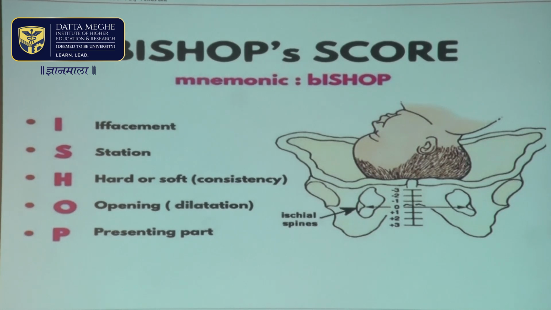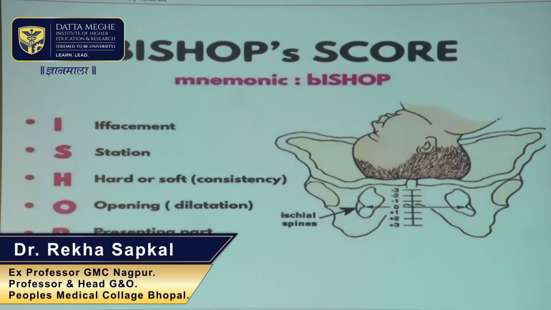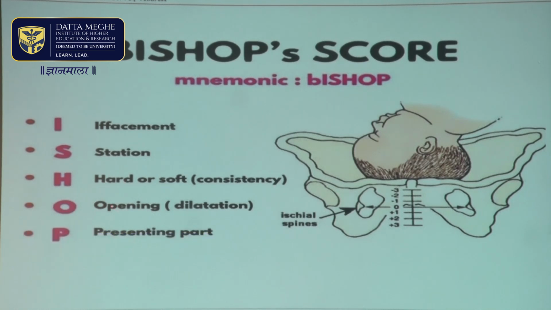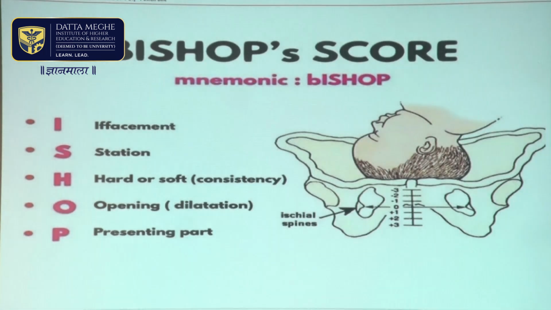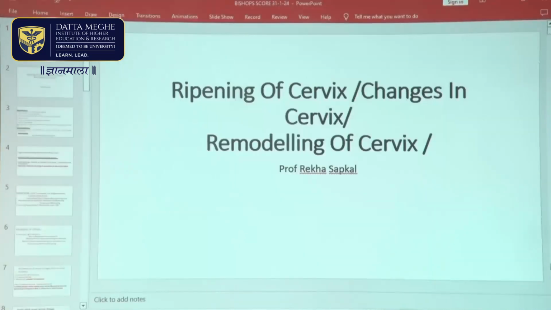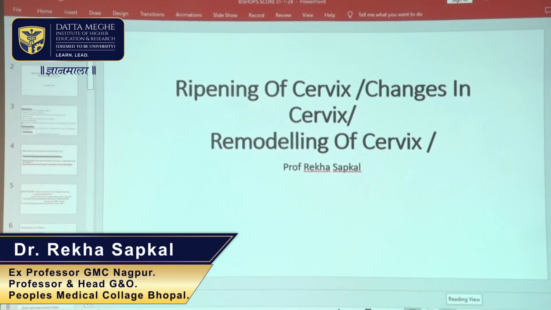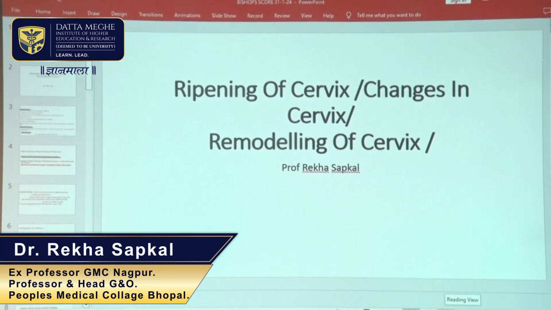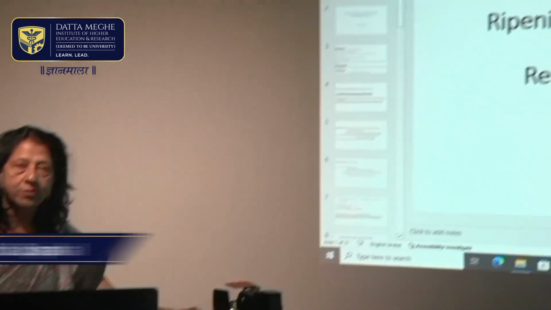At the end, let us remember this mnemonic Bishop. For the Bishop score, I shop. I stands for effacement, S for station, H for hard cervix or soft cervix, opening of the dilatation for O, and presenting part. What is the station? That is how the Bishop score you have to remember forever, and that is how the management also we have discussed in relation to this case scenario of preeclampsia. She was a patient of preeclamptic cervix, and we have ripened the cervix and lastly she was subjected for induction of labor. That was the plan of treatment in the given case.